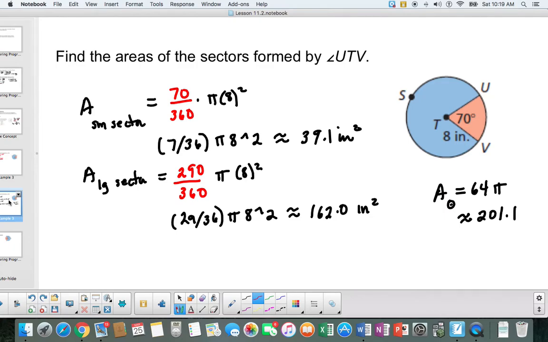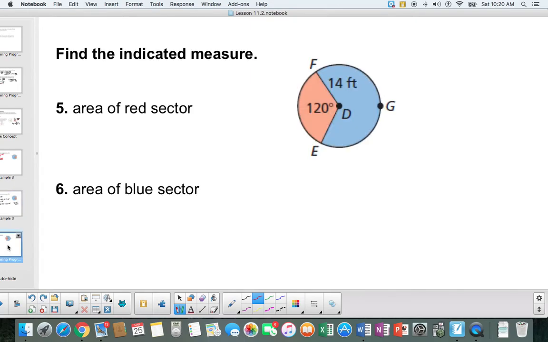Notice that when I was starting to do the work, I actually simplified the fraction before I did the pi r squared. And for the large sector, I did the leftover from 360, which amounted to 29 over 36. Now, these 2 areas should add up to the area of the whole circle. And if you look, I did do that for you. I found the area of the whole circle, which is 201.1, and that's what these 2 add up to. So that makes sense.